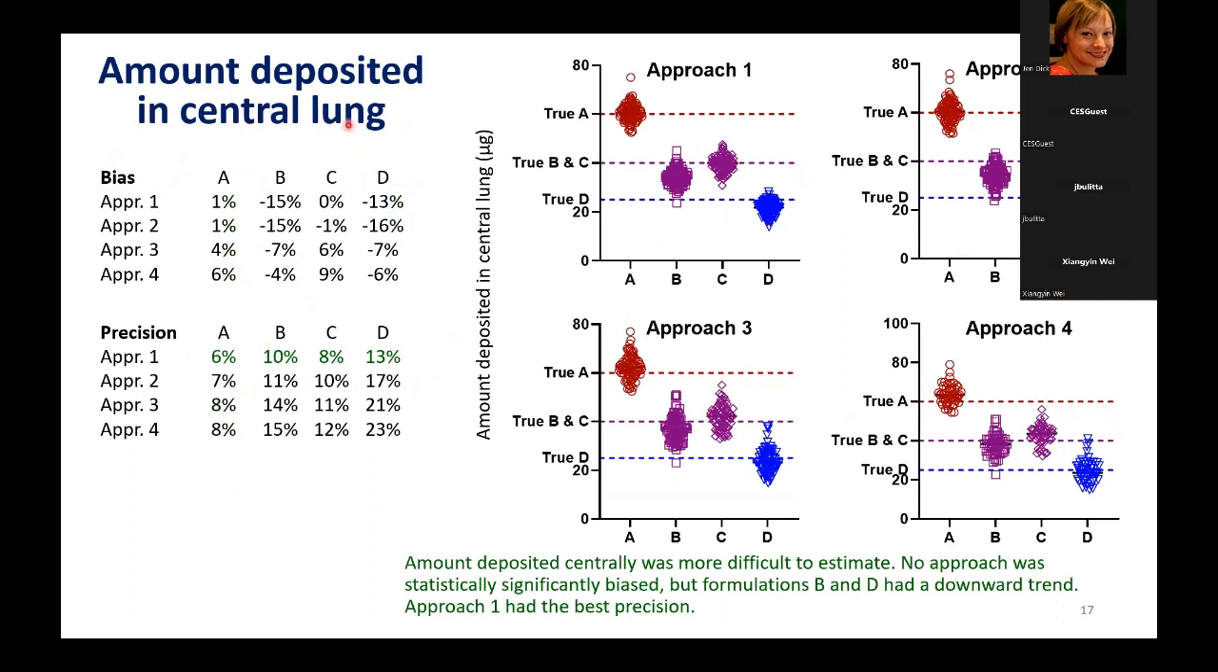Central lung deposition. So here, the models could very clearly distinguish that formulation A was a centrally depositing formulation and formulation D was a peripherally depositing formulation. Nevertheless, for formulation B, we had a 15% bias for these approaches 1 and 2. It was not a statistically significant bias, but it still is not as good as I would have hoped it should be. Nevertheless, we could clearly distinguish between the 4 different formulations with regard to their C divided by C plus P ratio. And the precision was best for approach 1 and a little bit worse for 2, 3, and 4.